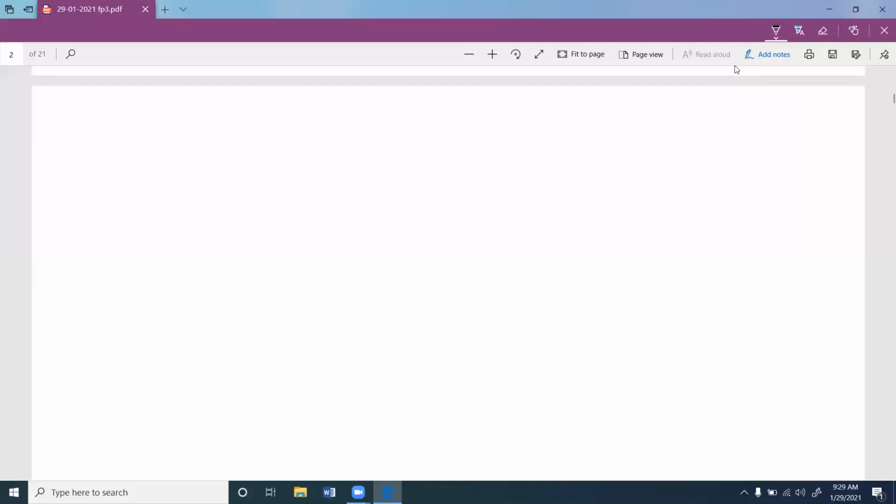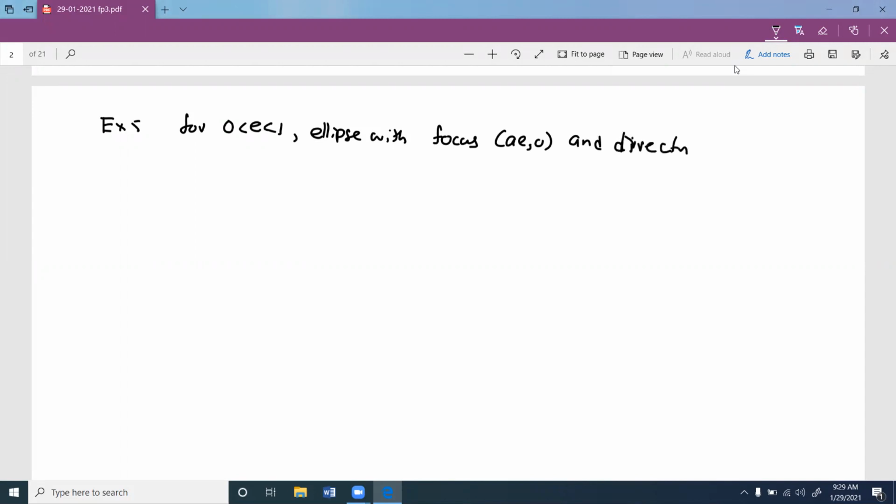Now they might give a question like this. If you go to the first exercise, example 5 on page 23, they give a question somewhere like this. Example 5: E is between 0 and 1, an ellipse with focus (ae, 0) and directrix x equals a over e.